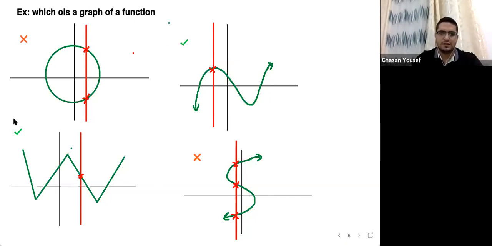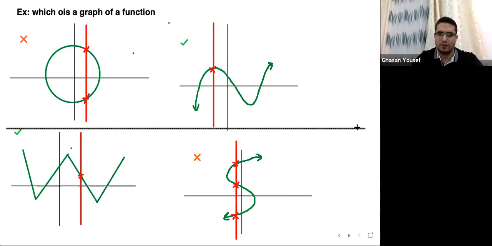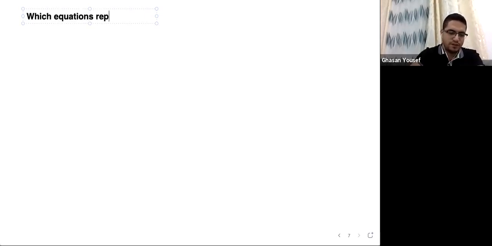Okay, the last thing in this section is I'm going to give you some equations, and you have to know: is this equation representing a function or not? Now I'm going to give you equations, not graphs, and you have to check if each equation represents a function or not. The question is, which equations represent a function?